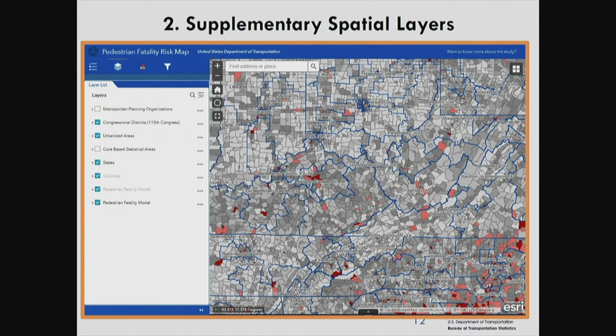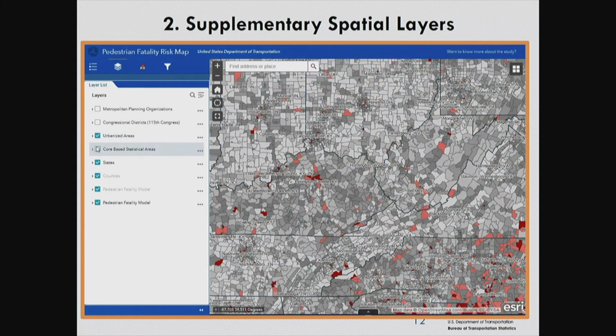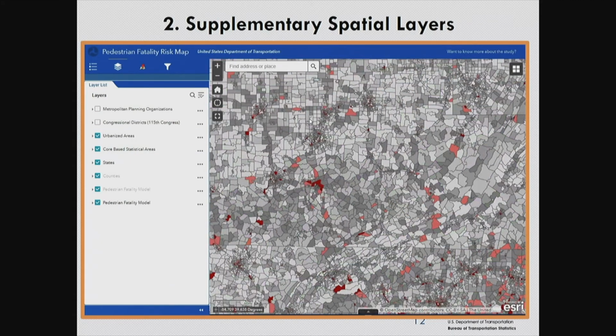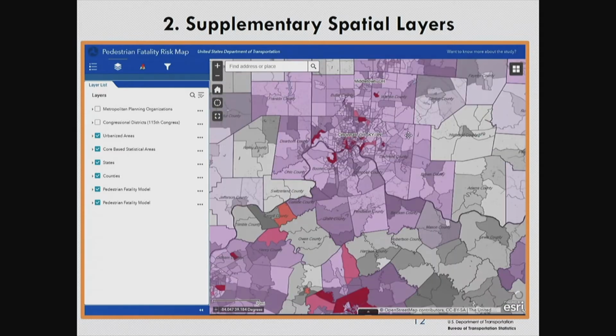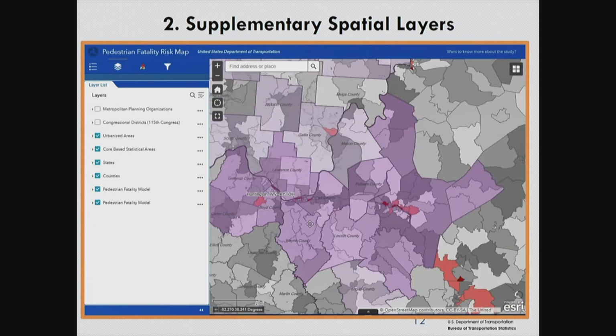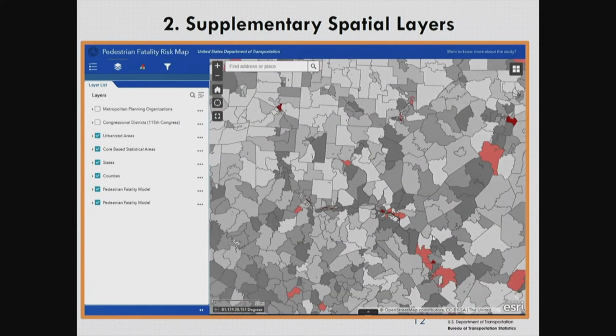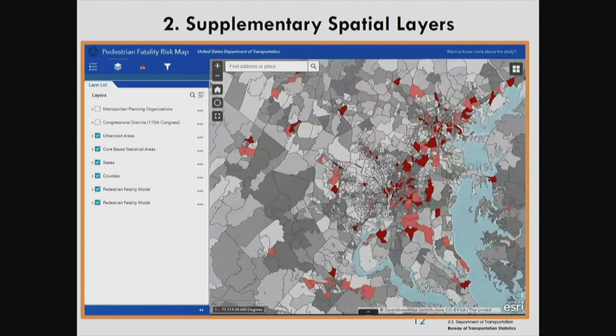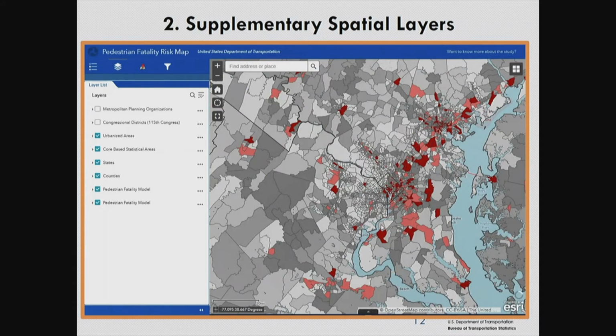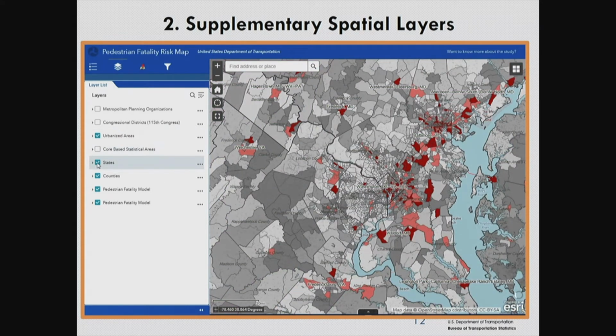So first you saw the metropolitan planning organizations, congressional districts. We can also see urbanized areas. We can zoom in and see metropolitan areas. They're each colored in a color that contrasts with that underlying layer, which is the results layer. And then zooming in, you can also add things like counties and the states, depending on which area is of interest to you.